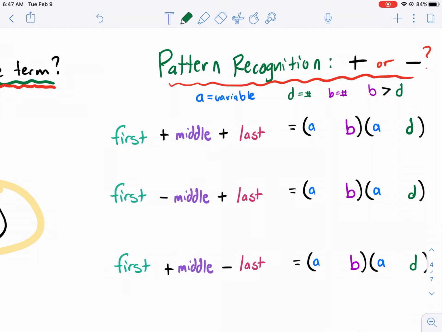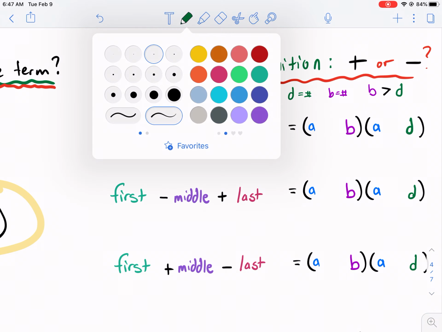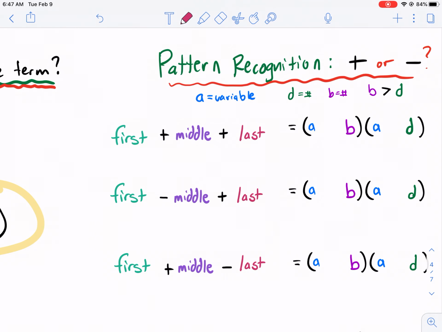So pattern recognition: is it positive or is it minus? That's usually the thing that gives people the most trouble with these examples. So let's go ahead and talk about it. First, A is the variable. Usually it's x, but A is the variable. D is a number and B is a number, but B is going to be bigger than D. So just keep that in mind. Usually there's one number that's bigger than the other.